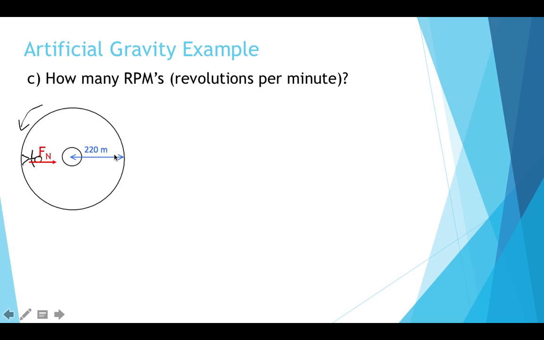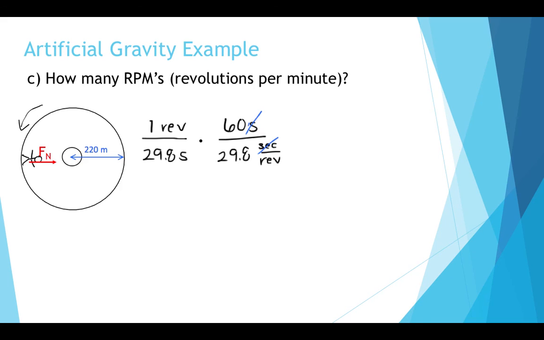How many revolutions per minute is this? Well, if it takes 29.8 seconds to rotate one time, it's going to be about 2. So in 60 seconds, it's going to rotate about twice. But to solve for this, one revolution was 29.8 seconds. If we take 60 divided by 29.8, we'll notice that it's 2.01 revolutions per minute.